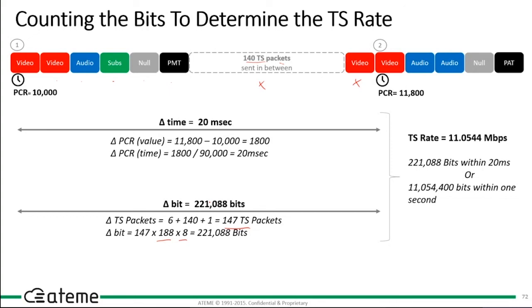So I would say every PCR interval, the receiver or the analyzer will recompute the TS rate. And it will expect this TS rate to be constant. That means it will expect the amount of data over the amount of time to be constant over time. Otherwise, it's going to be a VBR TS.